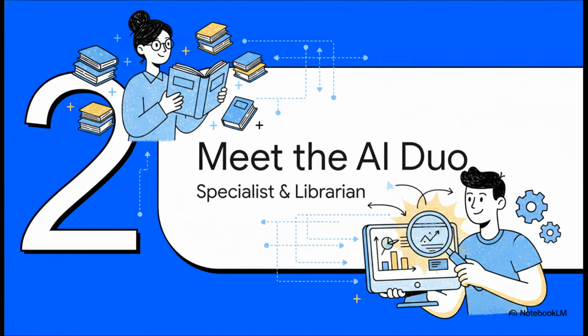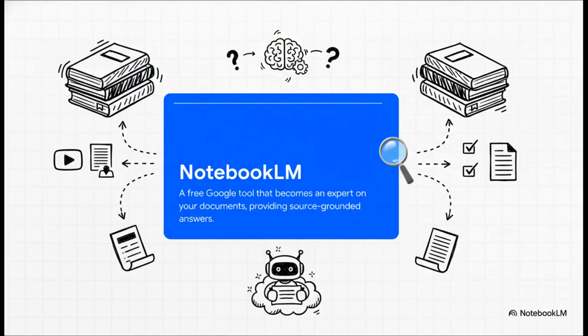So, how do we fix this whole mess? Well, the solution is actually pretty elegant. It's all about combining two specialized AI tools that perfectly complement each other. I want you to think of it like hiring a super intelligent librarian and a brilliant, tireless intern. Okay, first up, meet NotebookLM from Google. This is our intelligent librarian. And the best part? It's free.